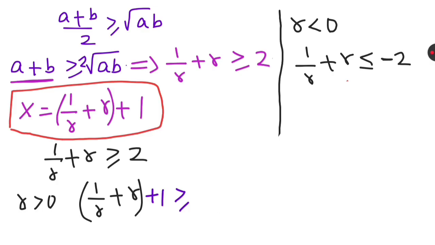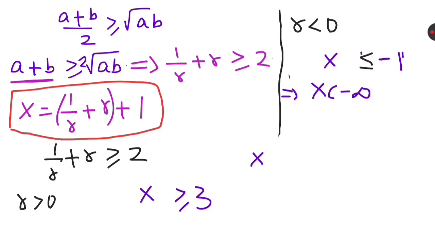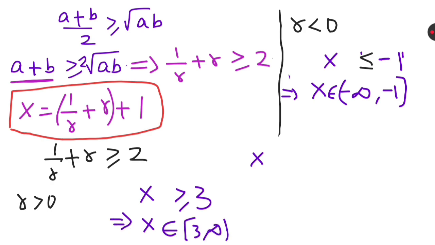So it is going to be greater than or equal to 3. And here also you have to add plus 1, so minus 2 plus 1 gives minus 1. This is nothing but x. So x is greater than or equal to 3, and this is also x. Here the x range is minus infinity to minus 1, and here the x range is 3 to infinity. So x belongs to minus infinity to minus 1, then 3 to infinity.